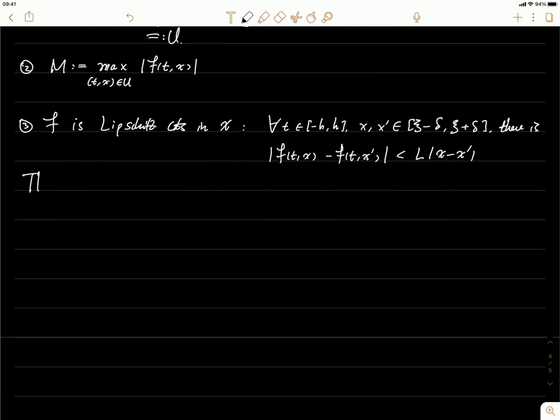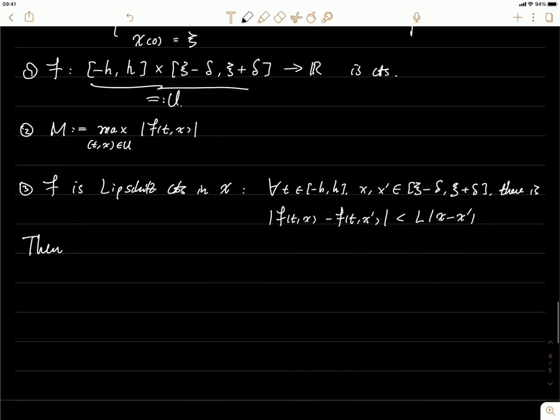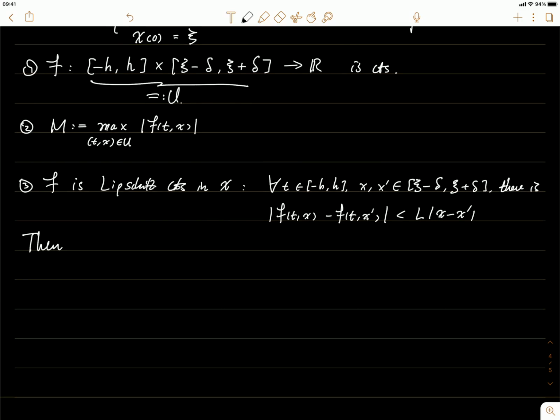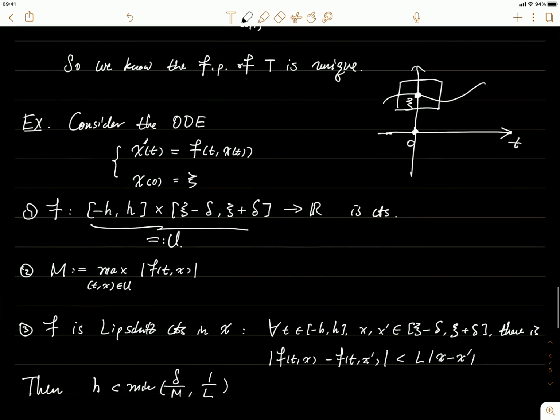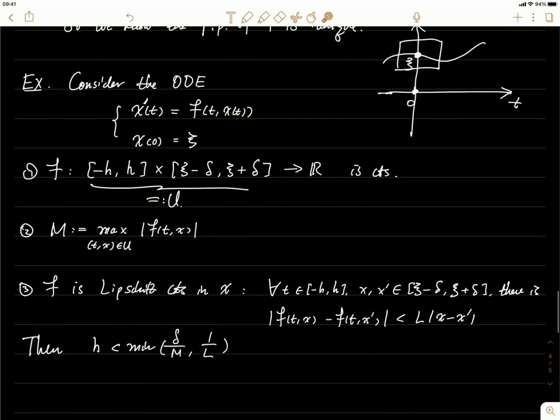So we see these three assumptions. Then our conclusion is that if h is smaller than the smaller value of this or this. Remember that delta is the height here. That means the function is not increasing too much. This M is the maximum value right here, and 1 over L, where L is the Lipschitz constant for this f.